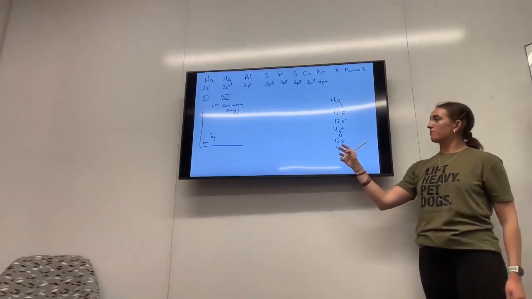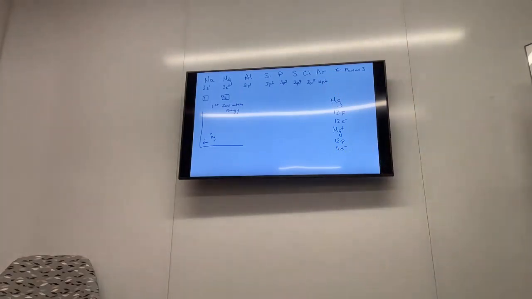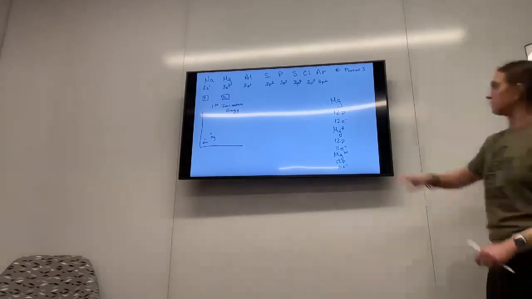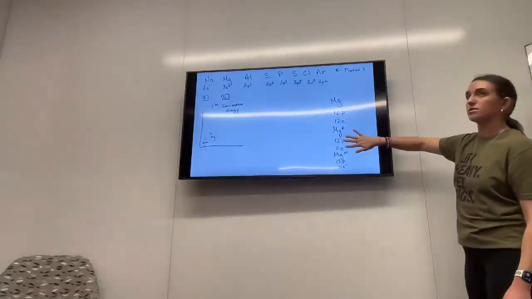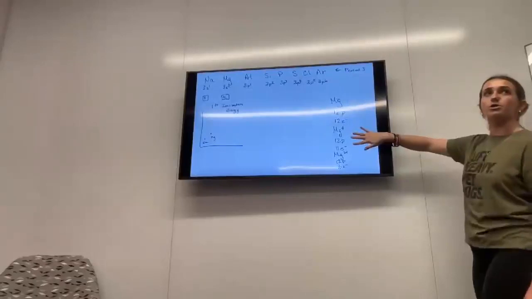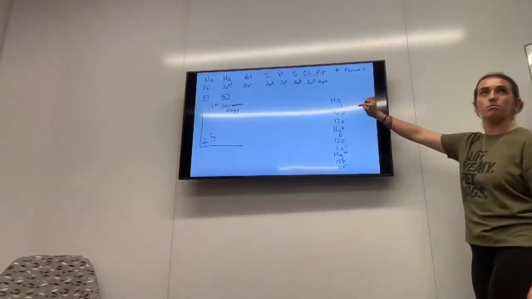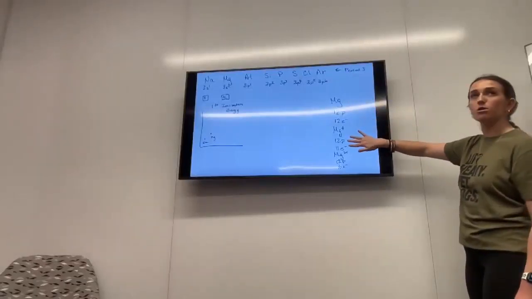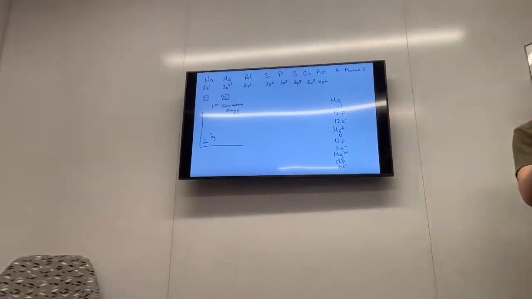Now, if we're going to try and remove it to make magnesium 2+, how many protons do we have? We had 12. How many electrons do we have? 10, right? So now that we have this buddy system, does this radius get larger or smaller in comparison to magnesium? Smaller, right? So it's a little bit closer. When it gets closer to the nucleus, does that make it harder or easier to remove the electron? It makes it harder, right?